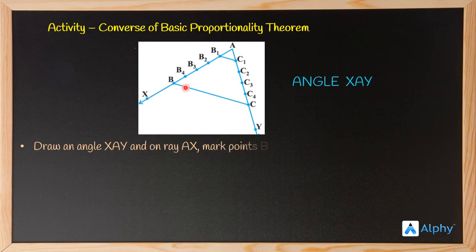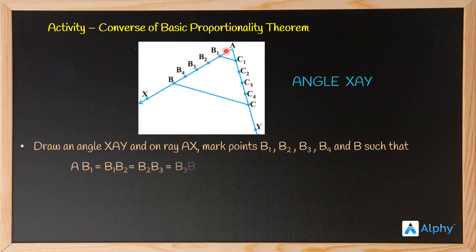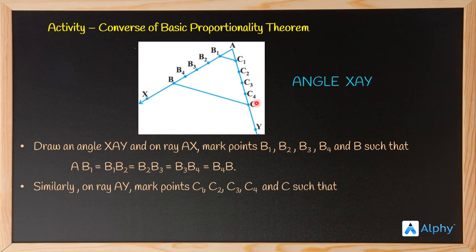We have drawn a ray AX and we have marked these points such that they are equidistant from each other. So AB1 is equal to B1B2 is equal to B2B3 is equal to B3B4 is equal to B4B. Similarly, on the ray AY, we have marked these points such that AC1 is equal to C1C2 is equal to C2C3 is equal to C3C4 is equal to C4C. Now we have joined B1C1 and BC.